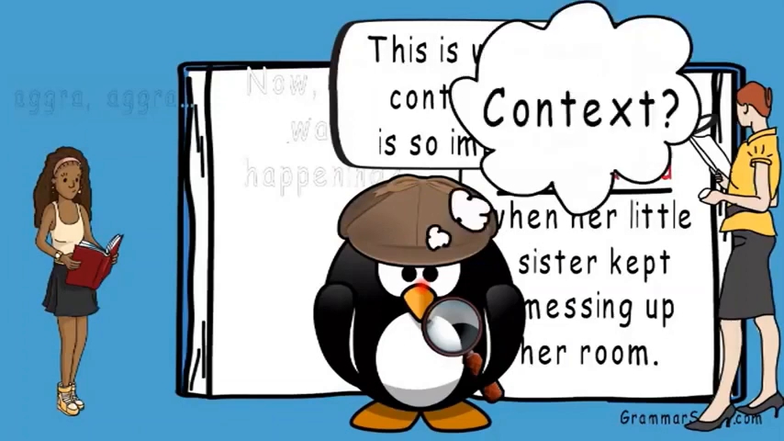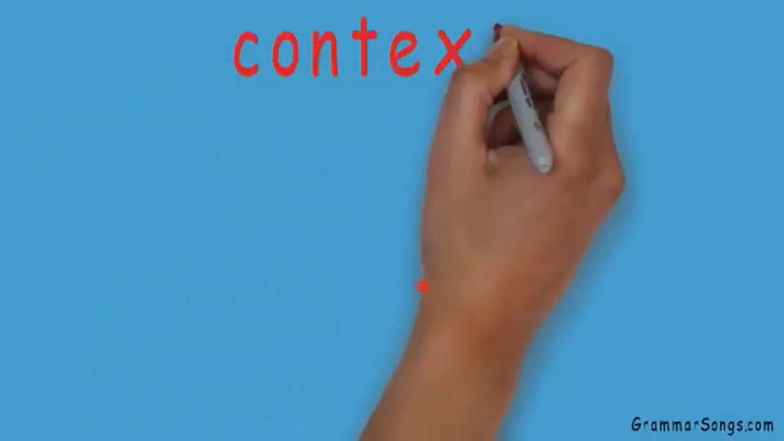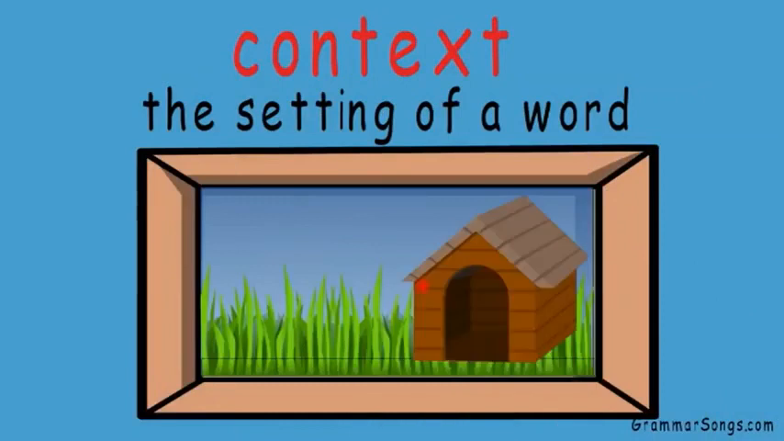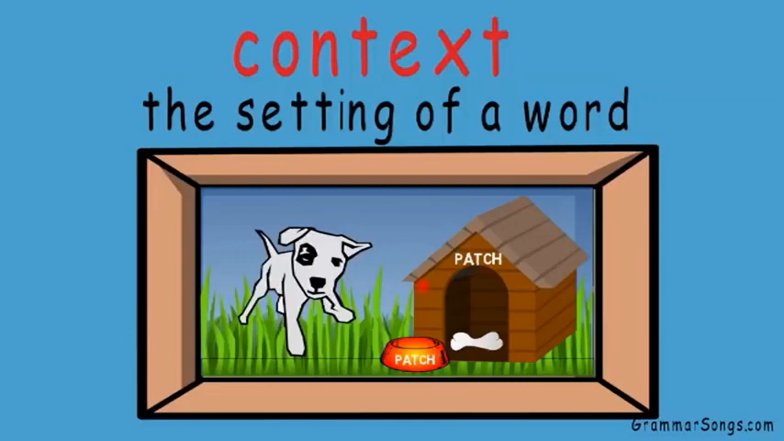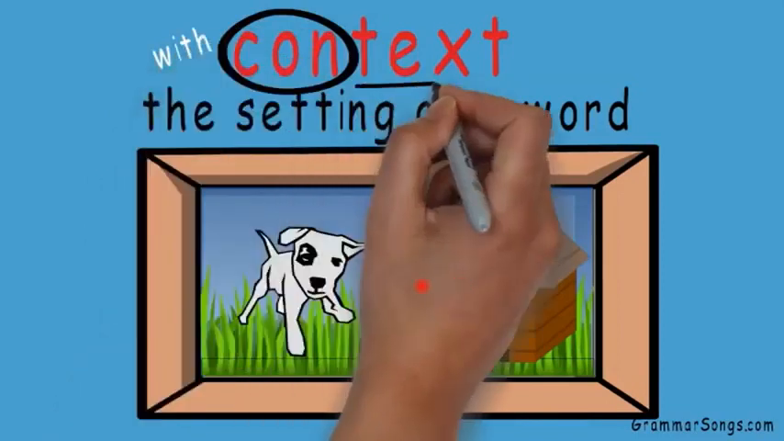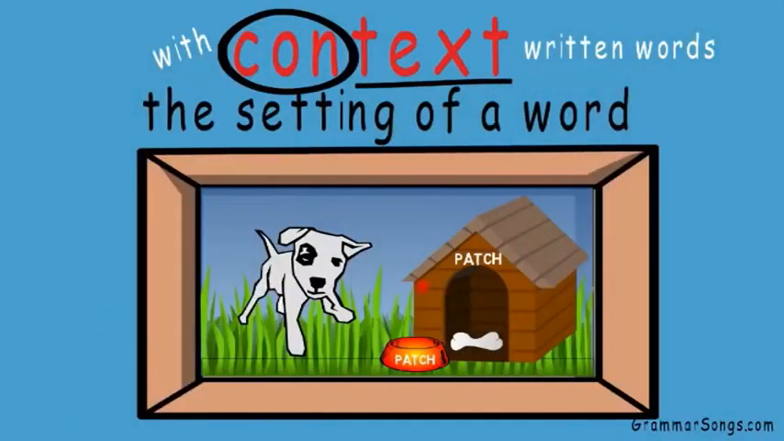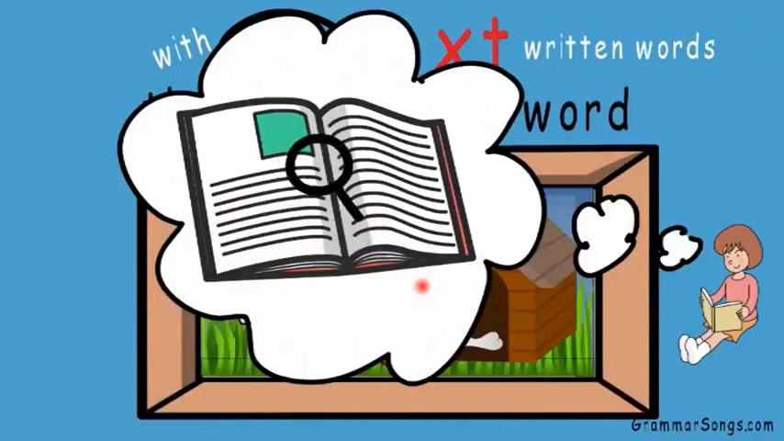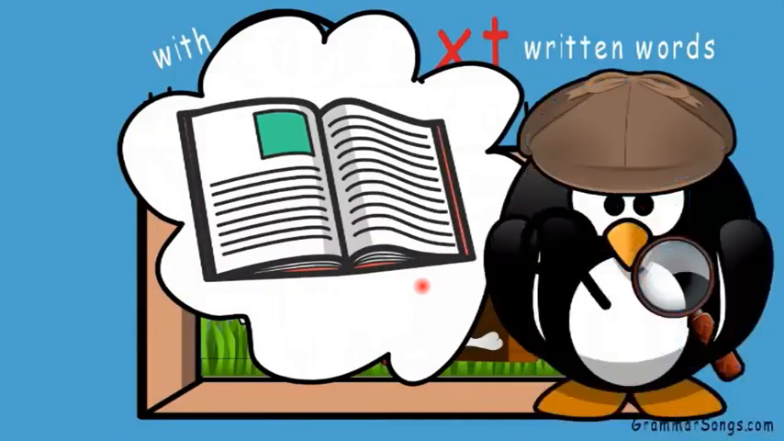I know what clues are, but what is this thing you call context? Context is like the setting of a word. You can probably guess what is missing from this picture based on the setting or context around the missing object. Sure, a dog. Using context clues is similar. Con is a prefix meaning with. Text means written words. As a reader, you are looking for clues within the written words to help you understand unfamiliar words or phrases. How will I know where to find them?